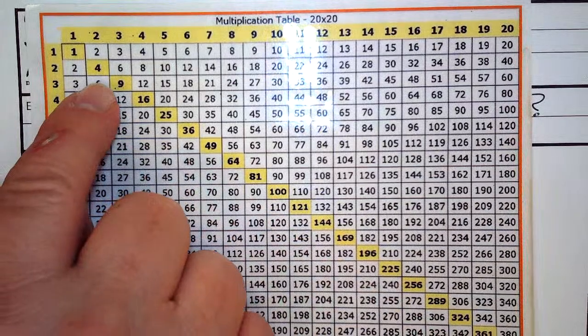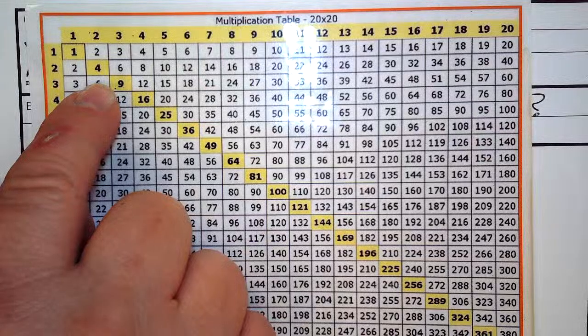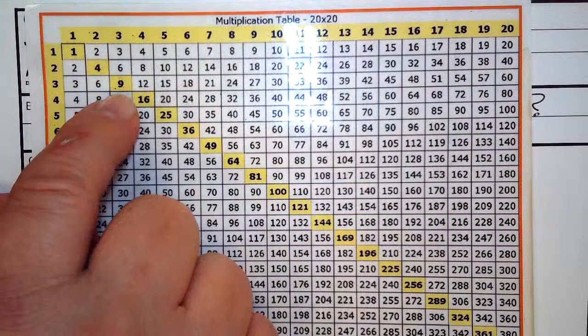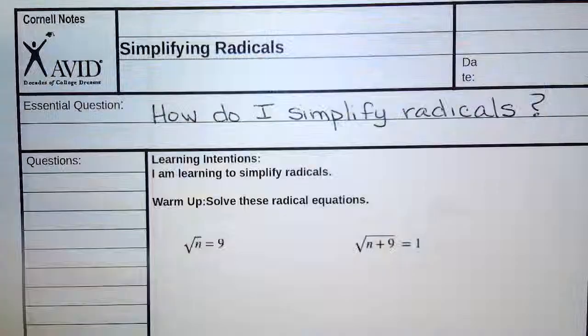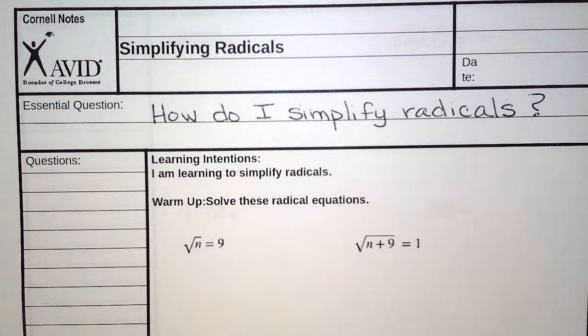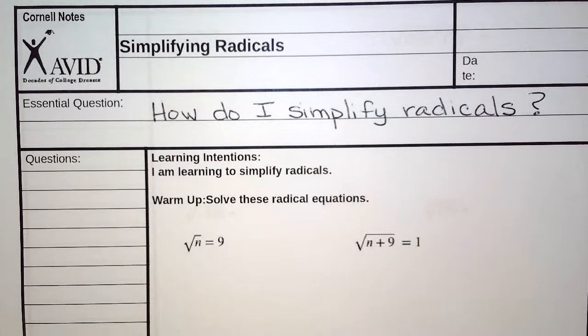Think about 4. 2 times 2 equals 4. So 2 is the square root of 4. 3 times 3 equals 9. So 3 is the square root of 9, and so forth. So pause the video and see if you can do the 4 questions now.